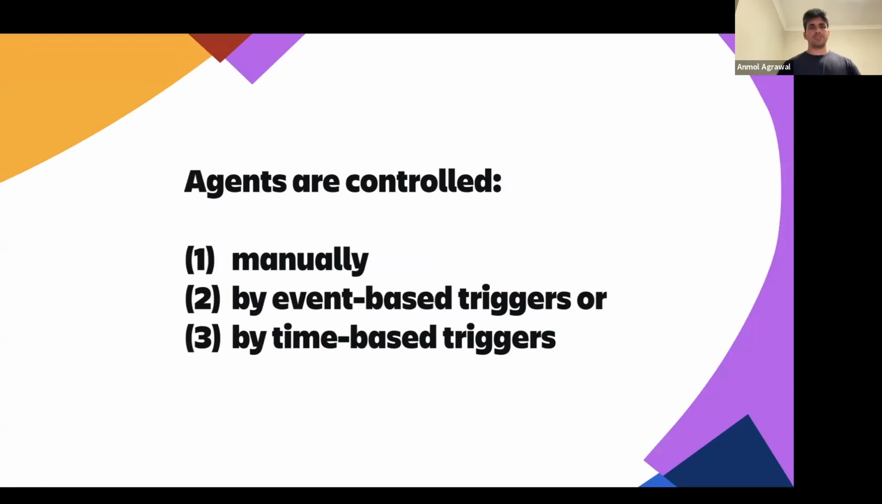So agents can be controlled manually. Manually means you ask a question or provide an input. They can also be controlled by event-based triggers or product triggers. What this means is, let's say if an issue is created and you want the agent to do certain actions, that is an example of a product trigger. And the agents can also be controlled by schedule triggers or time-based triggers. Let's say you want agents to perform certain actions on a recurring basis. That would be an example for the third one.